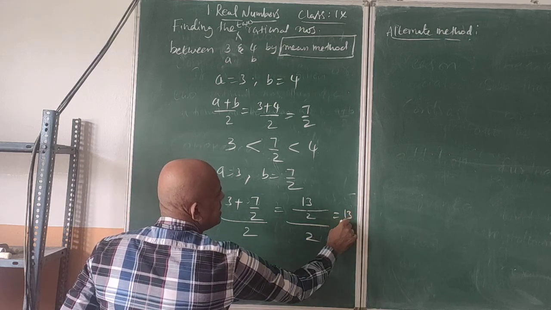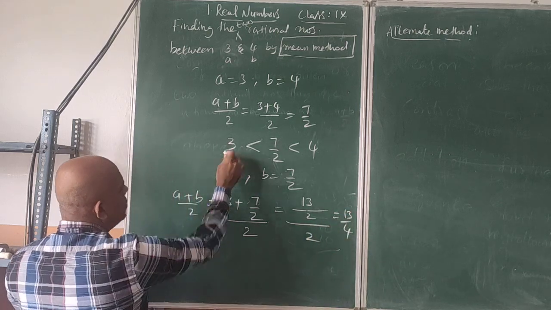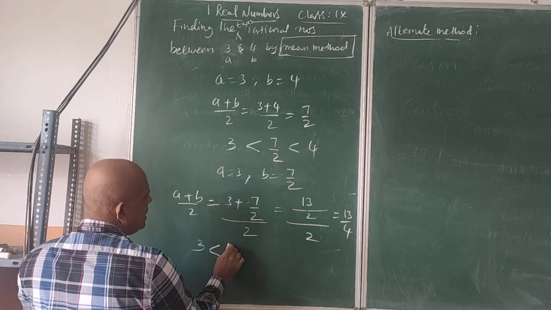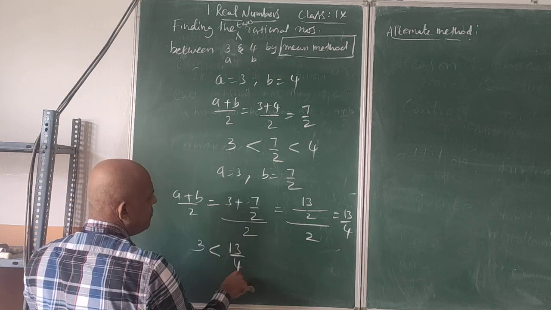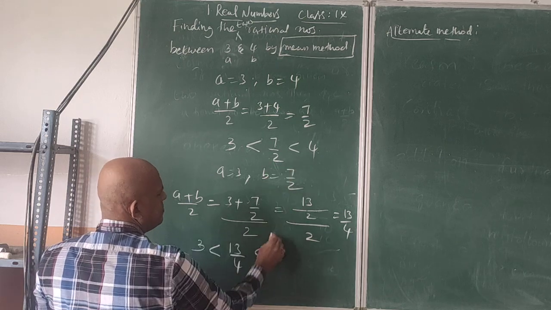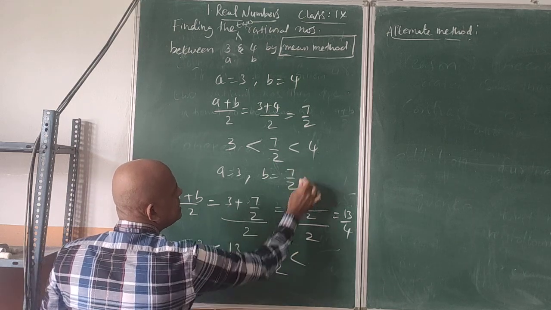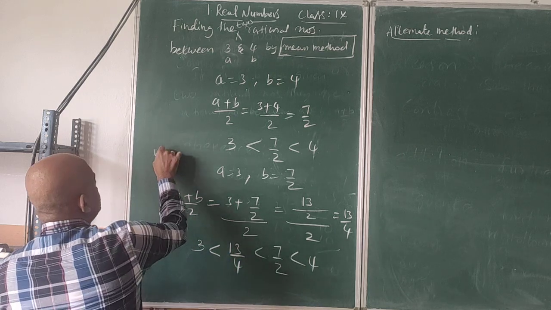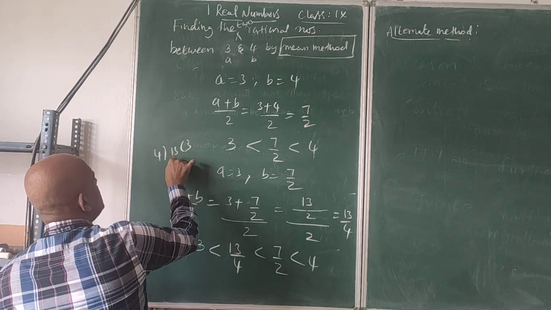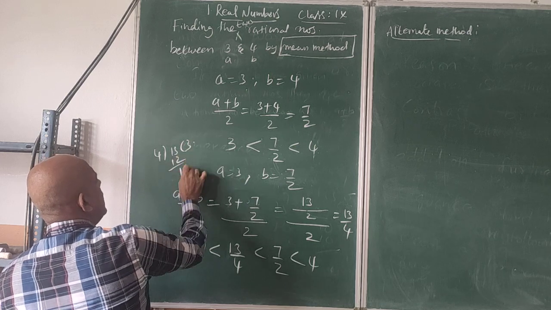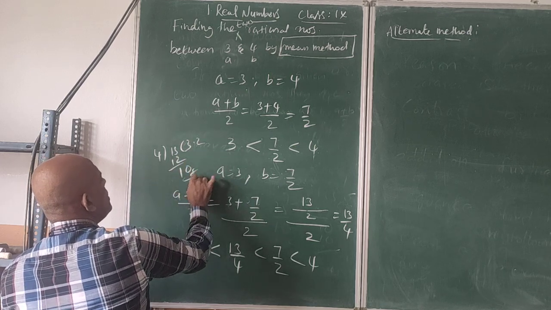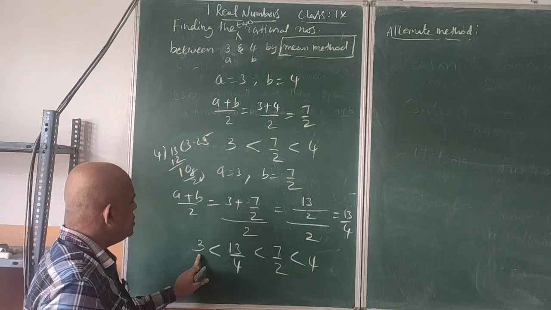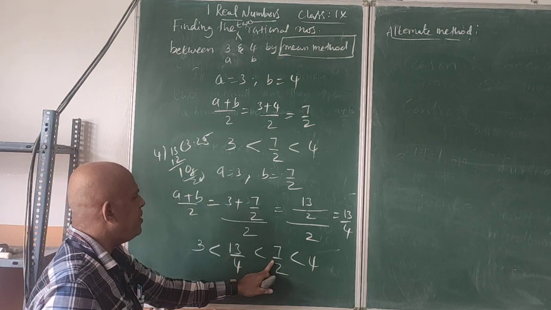Here we get 13 by 4. So now the two rational numbers between 3 and 7 by 2, what we got? 3 is less than 13 by 4, which is less than 7 by 2, which is less than 4. If we divide 13 by 4: 4 threes are 12, 13 minus 12 is 1, then 0; 4 twos are 8, and 4 fives are 20. So 3.25. So these values are 3, 3.25, 3.5 and 4.